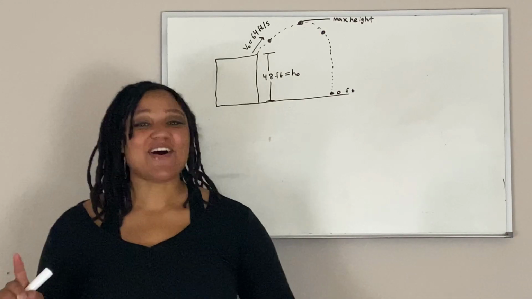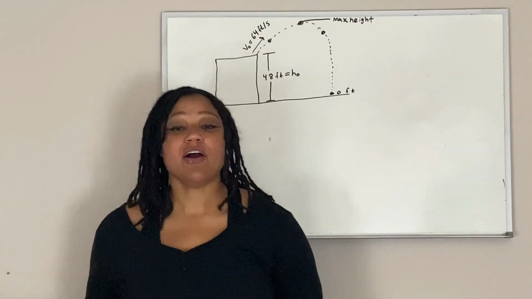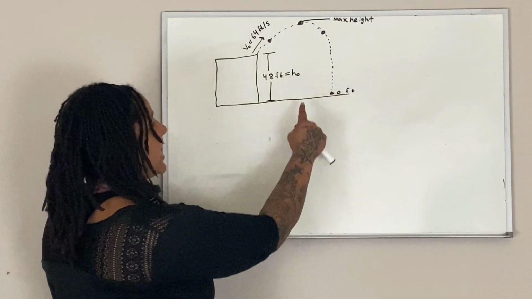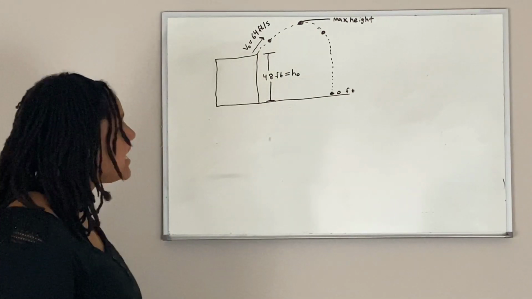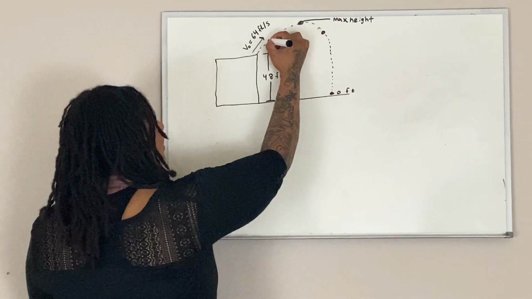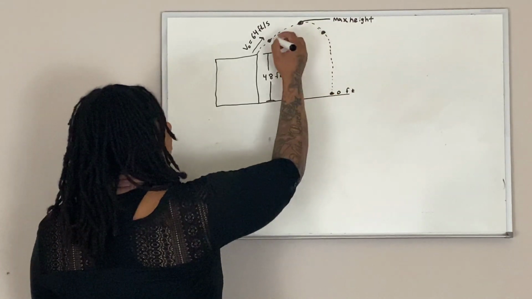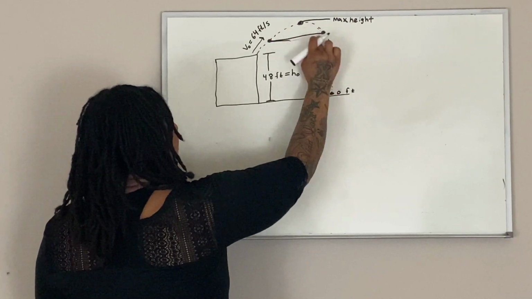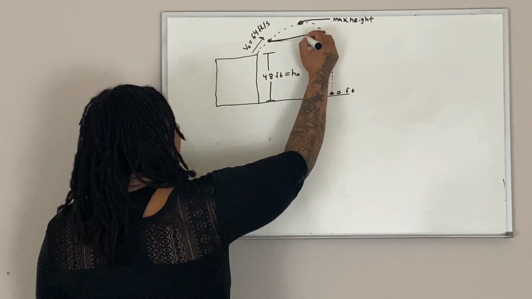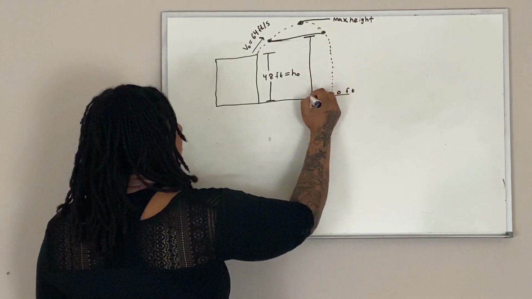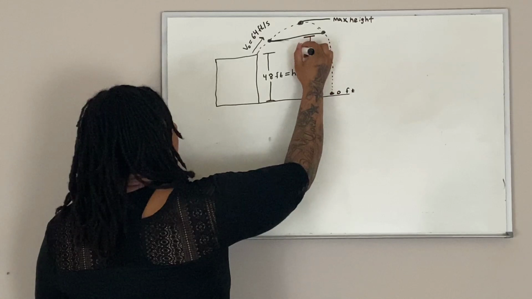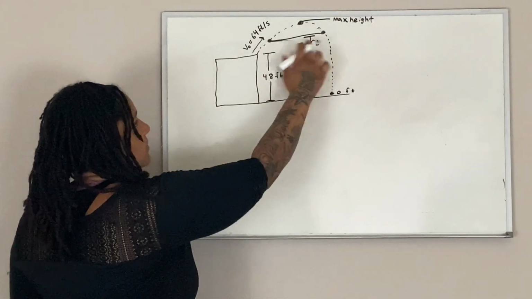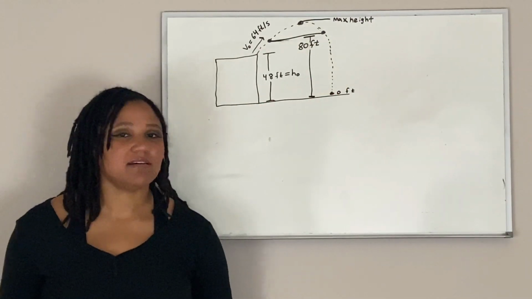Okay, so what is our next question? Our next question is, how long does it take the ball to reach a height of 80 feet? Okay, so let's just say at this location and at this location, it is a height of 80 feet. So let's assume that at these two locations, it is a height of 80 feet.